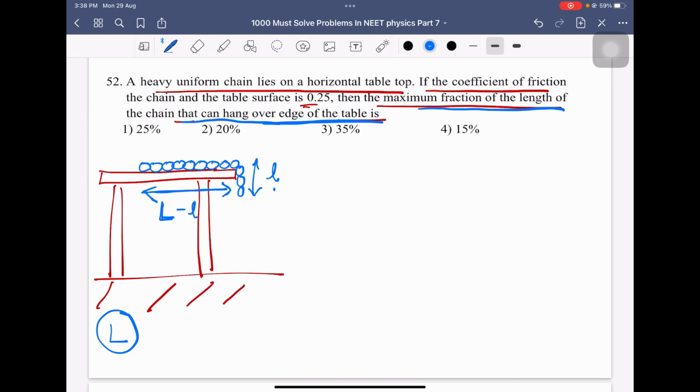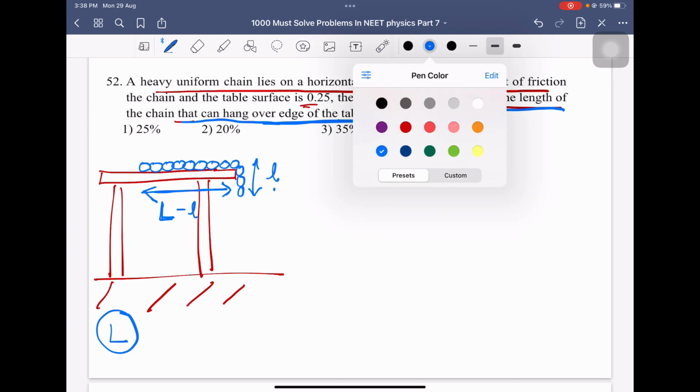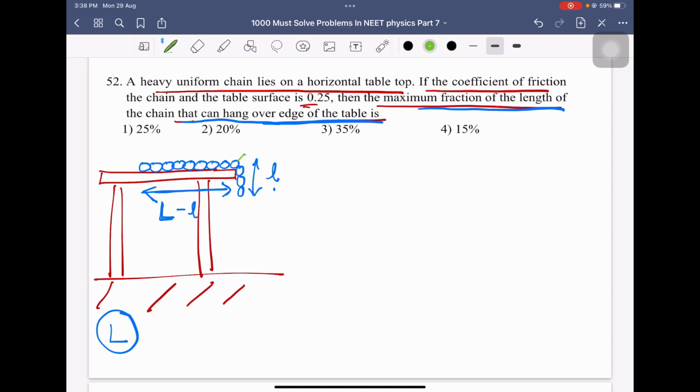Now what we have to observe here is this portion of the chain is trying to pull the chain downwards. This portion of the chain is opposing it, because between the chain and the table there is a frictional force which is not allowing the chain to fall down. So the frictional force between the chain and table balances the weight of the hanging portion, the mass of the hanging portion into g.